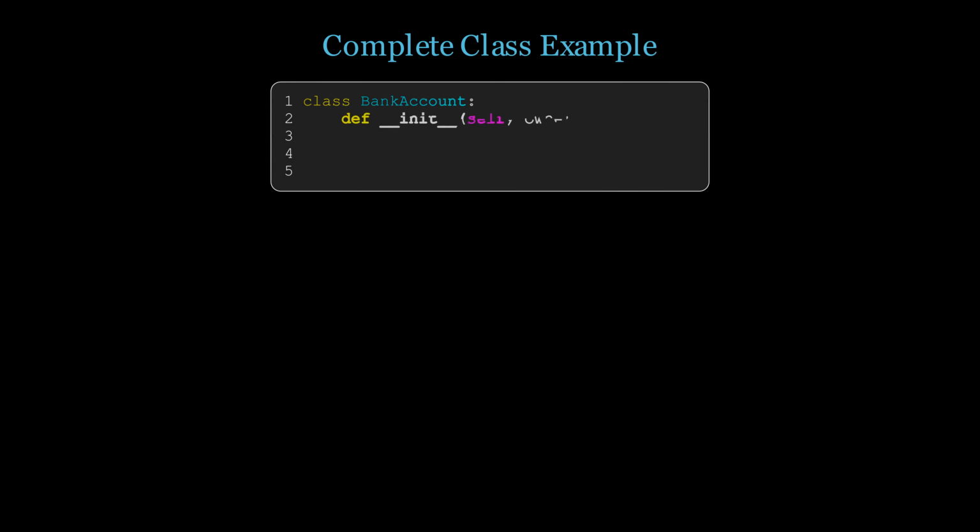Let's build a complete, practical class that brings together everything we've learned. Initialization, attributes, and methods working together. We create a bank account class. The __init__ method sets up the owner's name, starting balance which defaults to 0, and an empty transactions list. These attributes store the account's state.